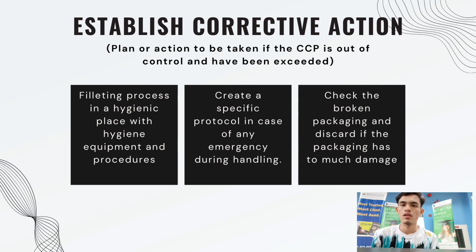In this phase, a plan of action is to be taken if the CCP is out of control or a limit has been exceeded. Among the things that can be observed and action taken include the filleting process being done in a hygienic place with hygienic equipment and procedures. In addition, in order to produce the best product, it is necessary to establish specific protocols in case of any emergency during handling. Next, it is also necessary to check for broken packaging and discard it if the packaging has too much damage.